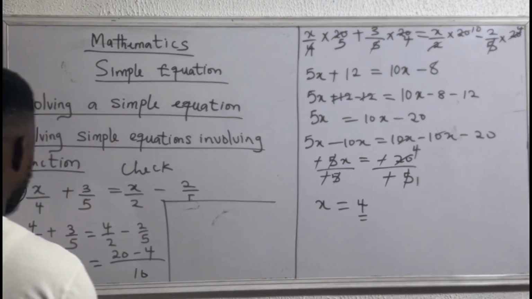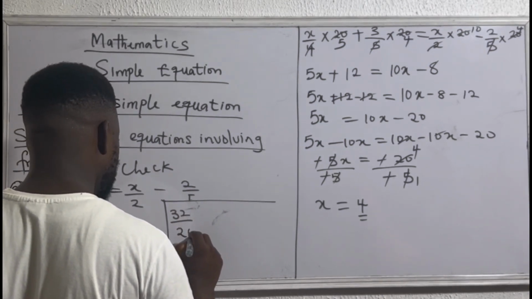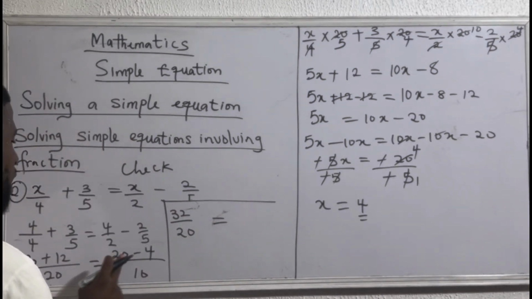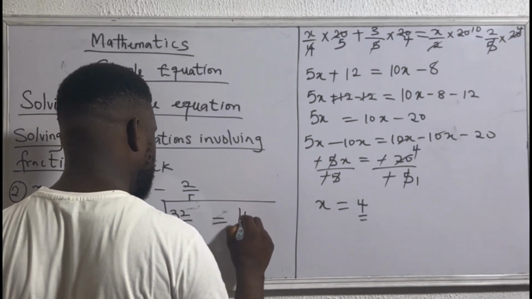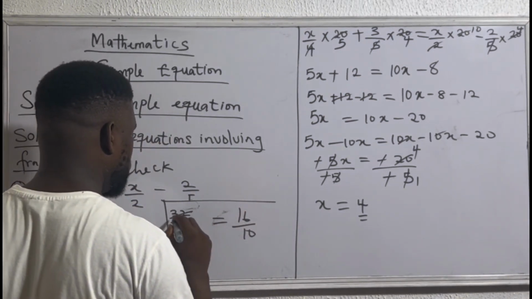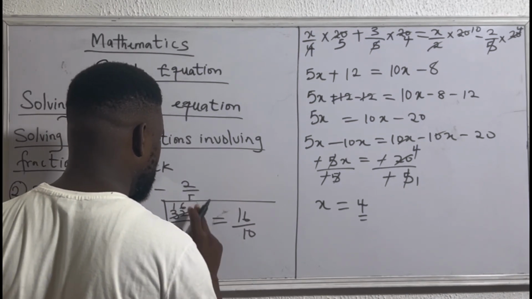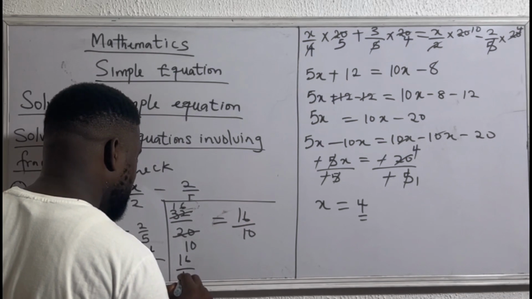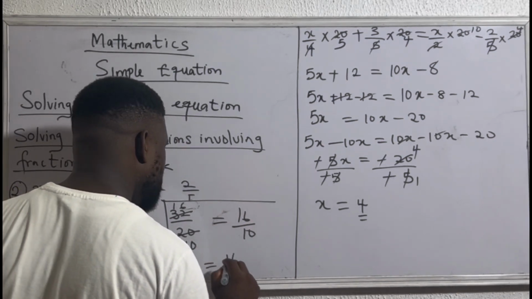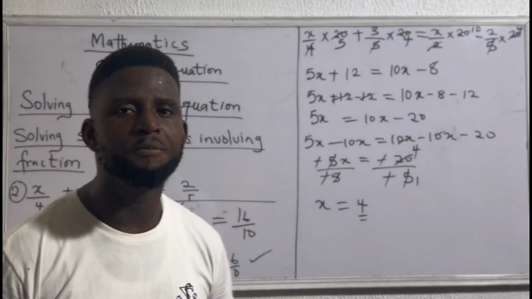On the left-hand side, 20 plus 12 is 32 over 20, which is equal to 20 minus 4, which is 16 over 10. Now, 2 into 32 is 16. 2 into 20 is 10. We have 16 over 10 on the left-hand side and we have 16 over 10 on the right-hand side. That means we are absolutely correct.